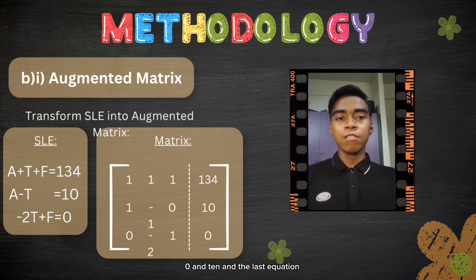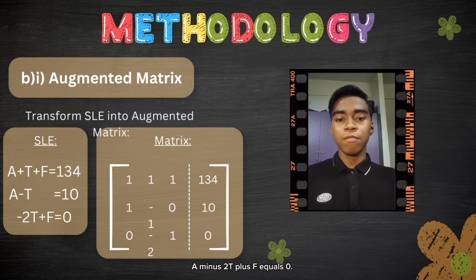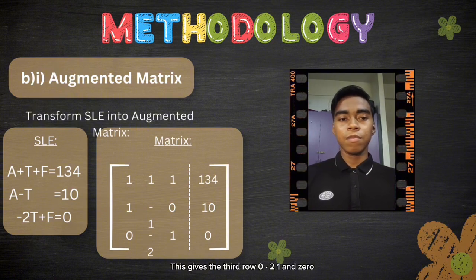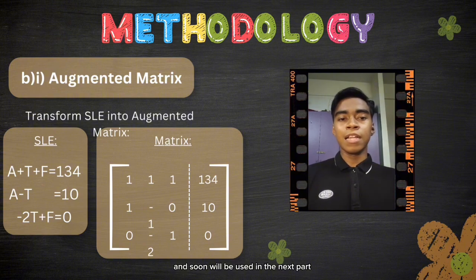And the last equation, F equals 2T, can also be rearranged into standard form as F minus 2T equals 0, or 0A minus 2T plus F equals 0. This gives the third row 0, negative 2, 1 and 0. So, this augmented matrix is the matrix representation of the system of linear equations, and soon will be used in the next part to solve the unknown variables using elementary row operations, or ERO.